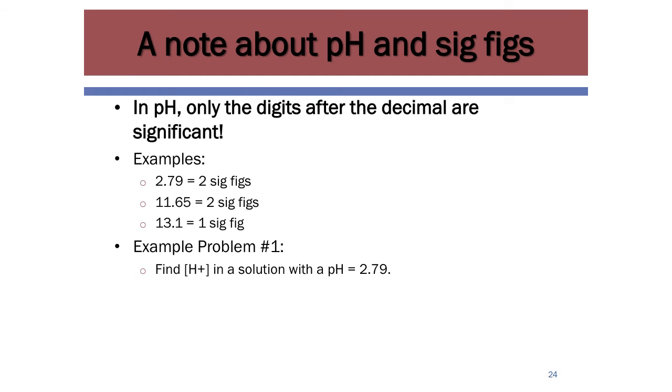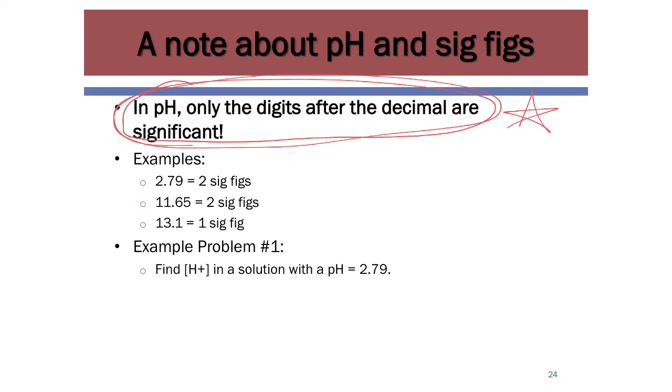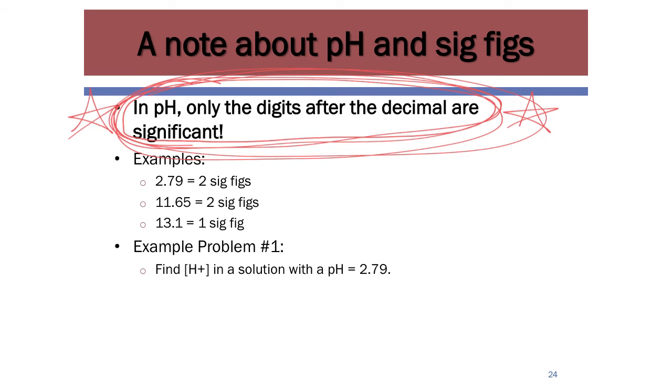Before we get to our examples, I just have to go through a real quick note on pH and significant figures. In pH, only the digits after the decimal are significant, and that's because it's a log function. So if our pH is 2.79, we only have 2 significant figures. 11.65, we would have 2 significant figures. 13.1, we would just have 1 significant figure. So just count your decimal places for the significant figures.